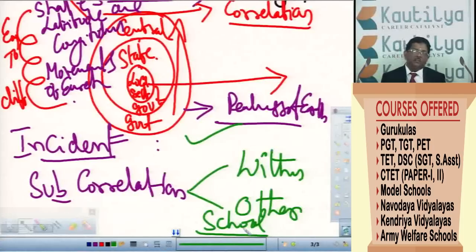And the incident correlation approach means that the topic which is going to be taught must have a practical experience for the learner. He must have a little bit of experience or touch with the concepts. That type of approach can be defined as the incident correlation approach in the curriculum areas of teaching and learning social sciences.